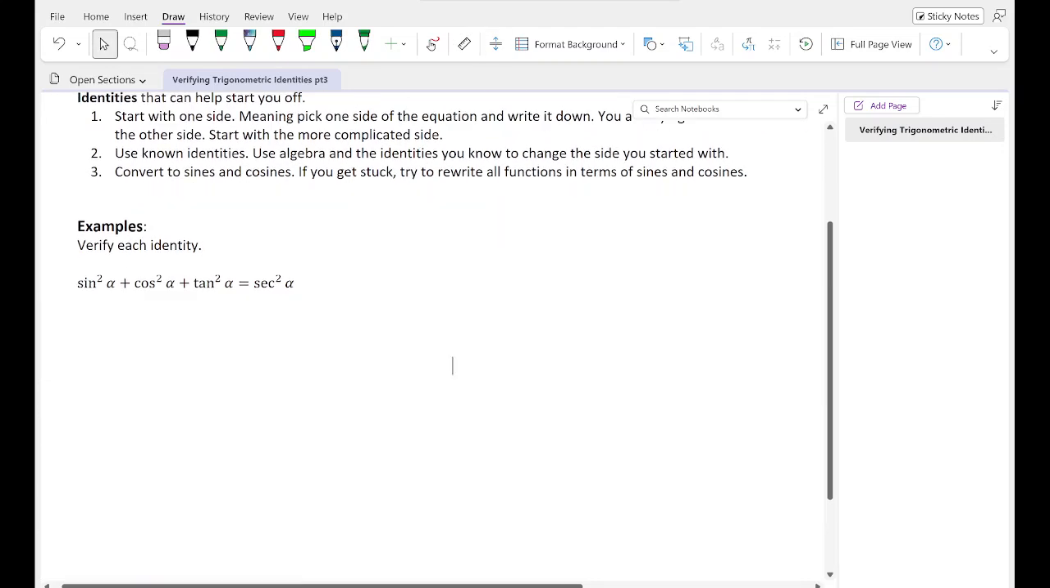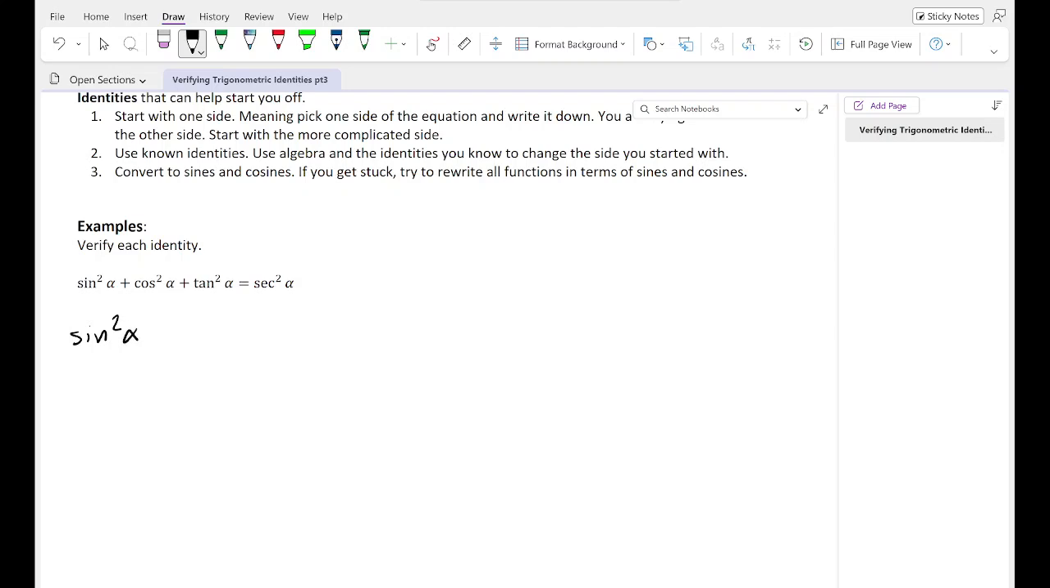So first off we have here sine squared alpha plus cosine squared alpha plus tangent squared alpha equals secant squared alpha. So I'm going to take the side with the most, which is the left-hand side, and I'm going to work with that. So sine squared alpha plus cosine squared alpha plus tangent squared alpha. So we have all of this.